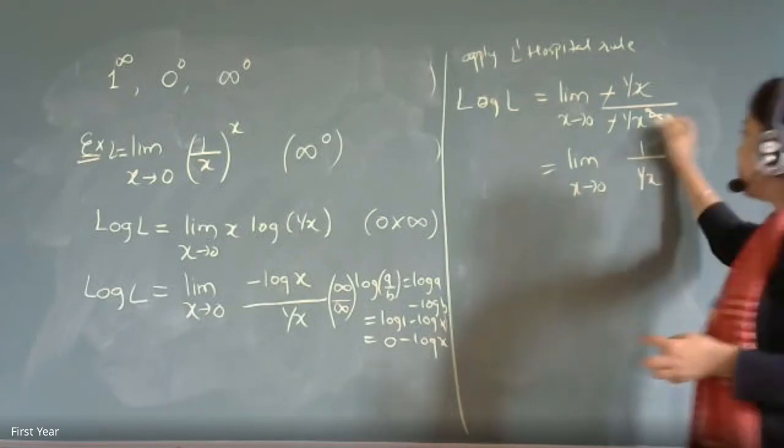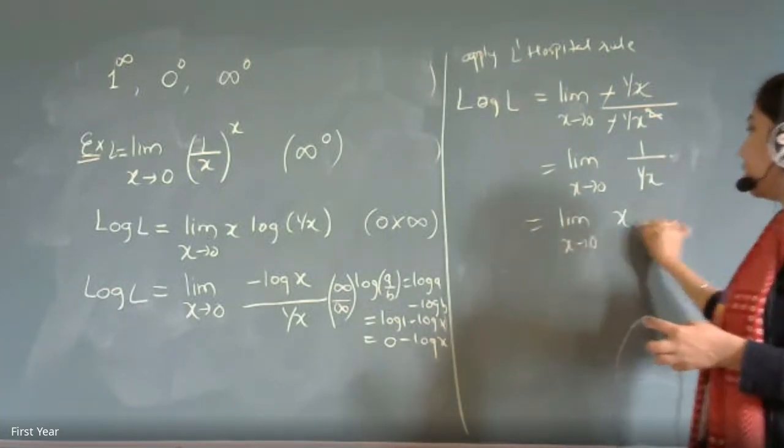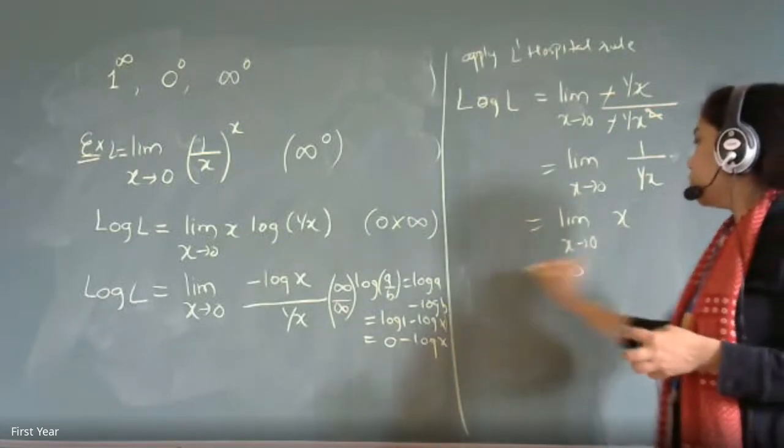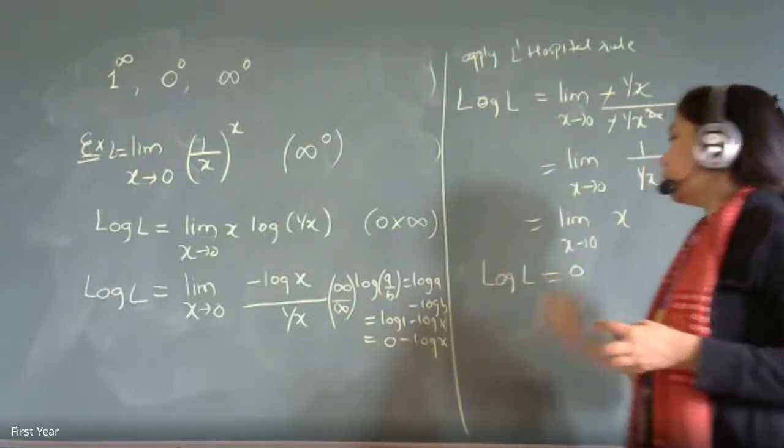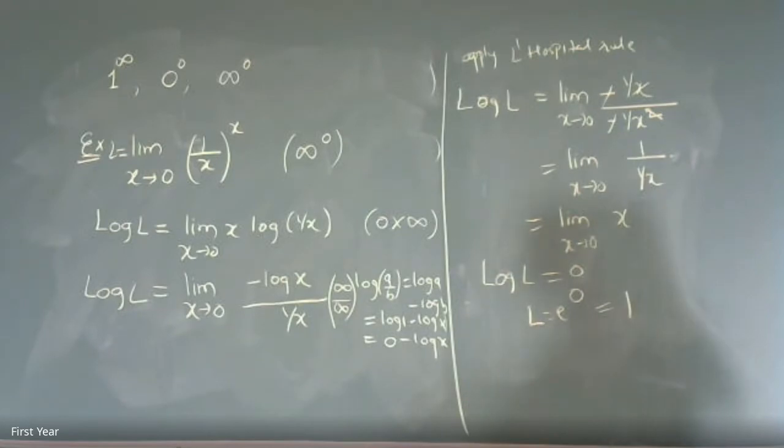Correct now? The limit as x goes to 0 of x, so this is 0. So log n is 0. So n is equal to e raised to 0. What is e raised to 0? 1. Is this okay? Everyone? Clear? Yes, ma'am. E raised to 0 is 1.